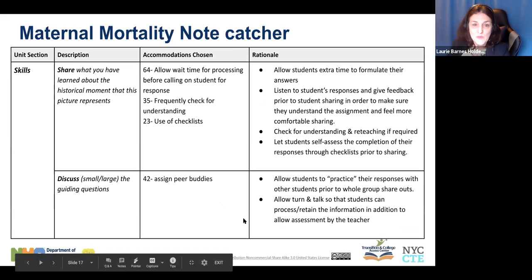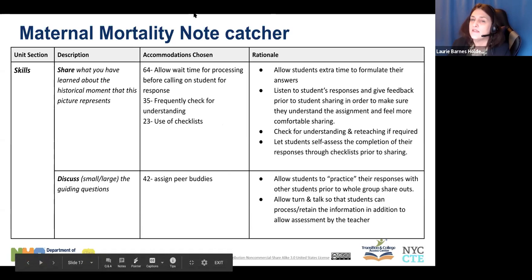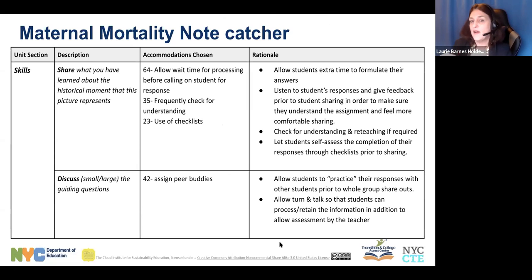So let's look at the next one, where we're saying, share what you have learned about the historical moment that this picture represents. So we want to allow wait time for processing before calling on a student for a response, because we noticed in our student profile that some students process things a little slower and they have to formulate their answer. So we want to give them that time. We also want to frequently check for understanding, because we want to make sure that the students understand the task, and that when they're ready to share out, they actually have the proper information, again building confidence and allowing them to be a part of the discussion.